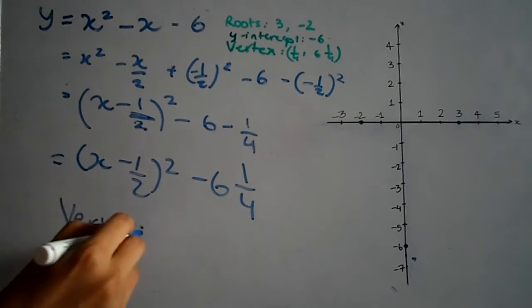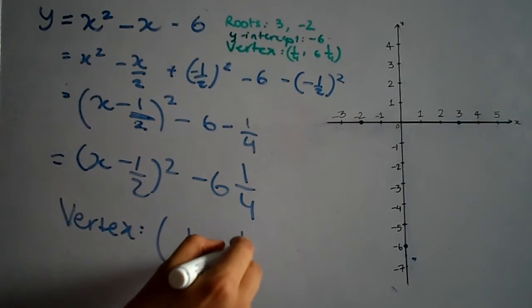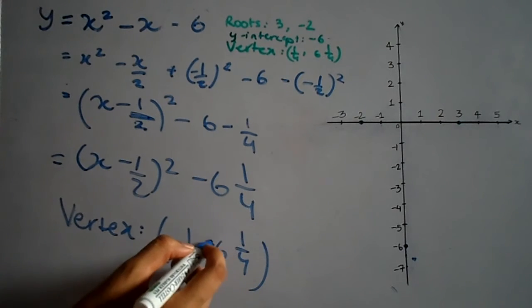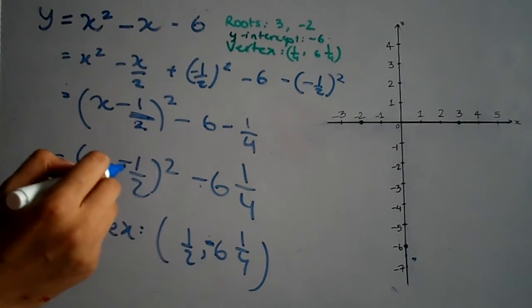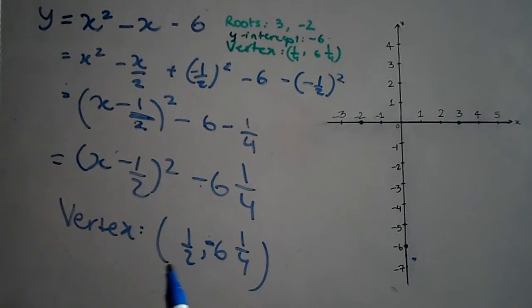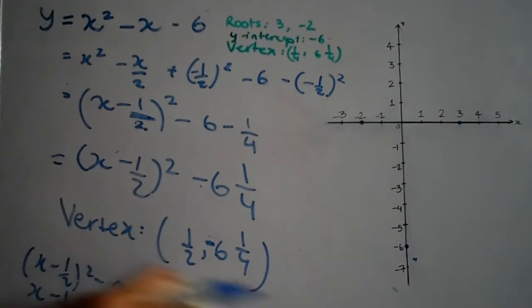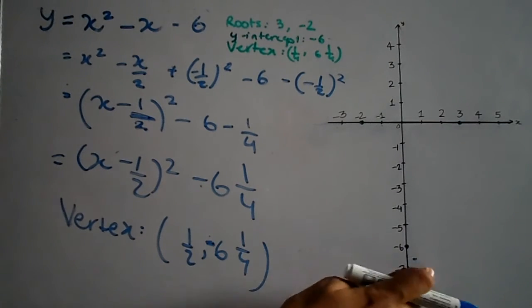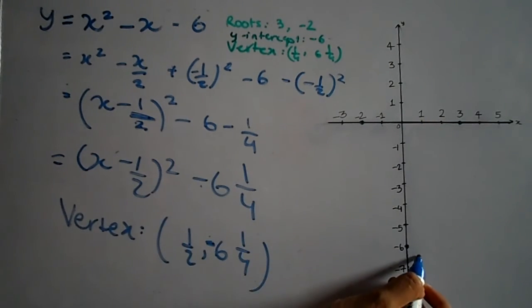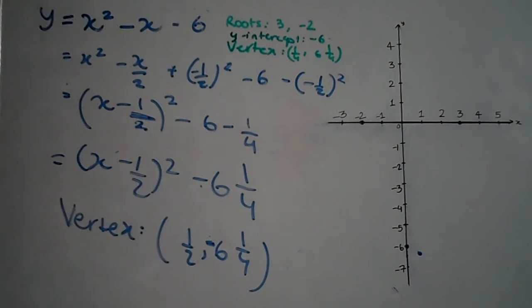So the vertex is half, negative 6 1/4. Now I carried forward the negative over here, but I did not carry forward the negative for the vertex. Why did I do this? Because to find the value of x of the vertex, we have to equate this whole thing to 0. So x minus half squared is equal to 0. So x minus half is equal to 0. Therefore x will equal half, which is why I didn't carry forward the negative sign. So now we know that. Let me just plot it here. Half, and it is -6 1/4. So here, we found the vertex.